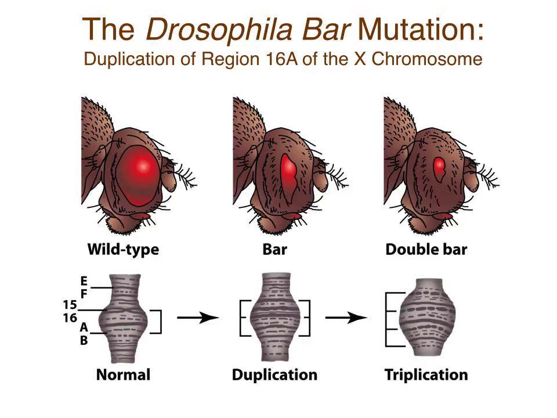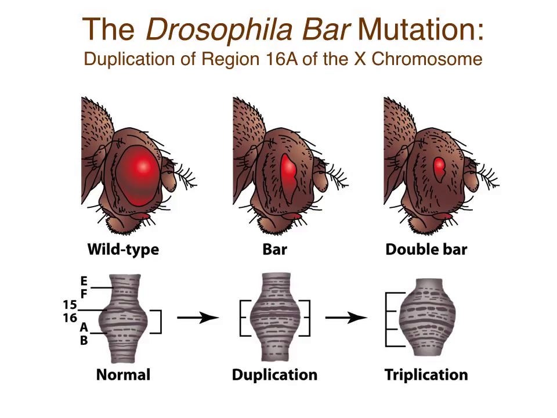Okay, so here, just as a real life example, with the bar mutation that we talked about before, here's a wild type. This is what the normal chromosome looks like. When you have the single bar mutation, what you see if you look at these banding patterns is a duplication of that same banding pattern, a single duplication here. If you have a double duplication, this is the phenotype that you get.